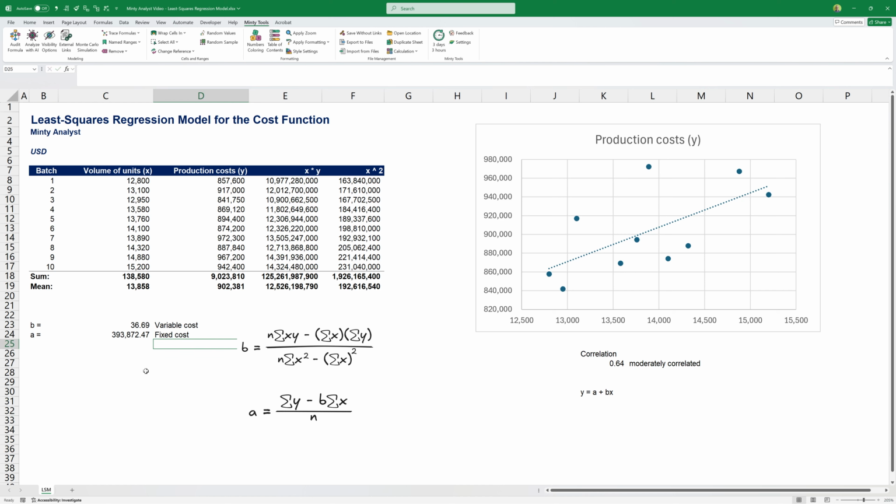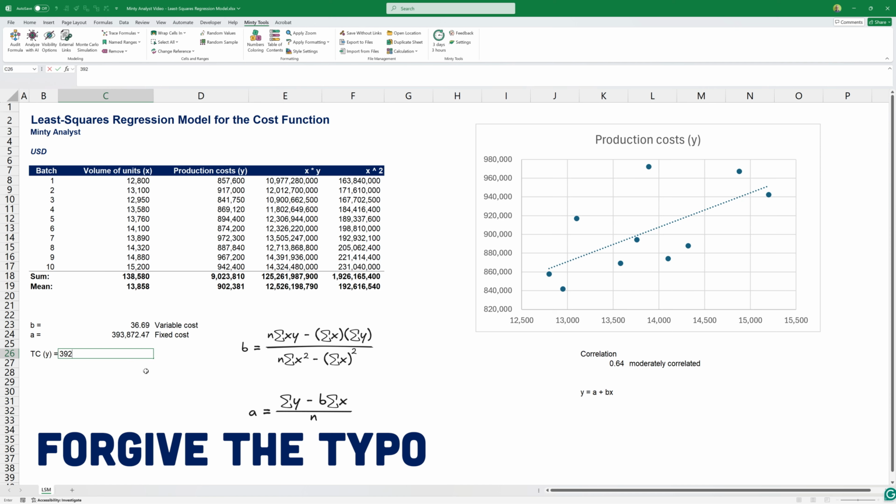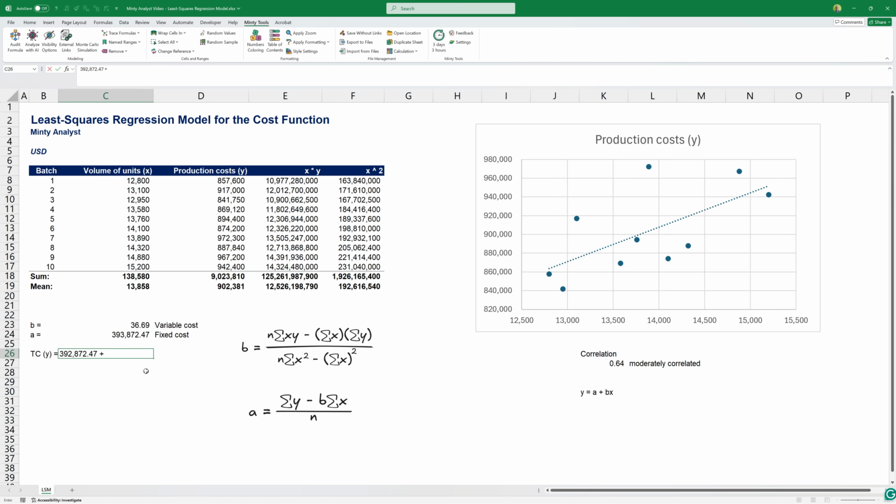This is my fixed cost, and then my total cost, or y, will be equal to 393,872.47 plus 36.69 multiplied by x, or small x. So this is a cost function that we're trying to figure out, and we can now use that to forecast future batches or additional batches to support our forecasting or decision-making processes.